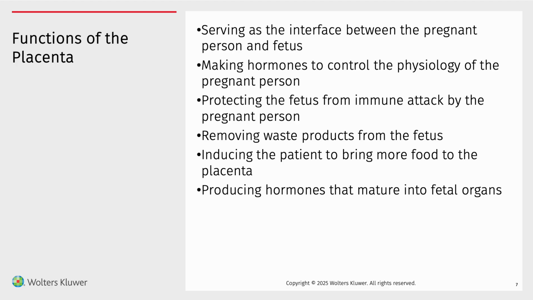Hormone production to control maternal physiology. The placenta produces key hormones that support pregnancy. You have the HCG, which stands for human chorionic gonadotropin, and this hormone maintains the corpus luteum early in pregnancy.